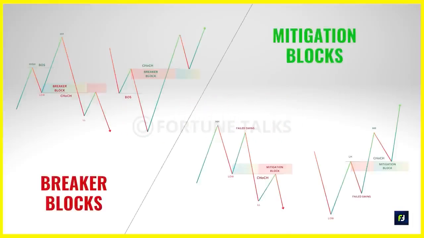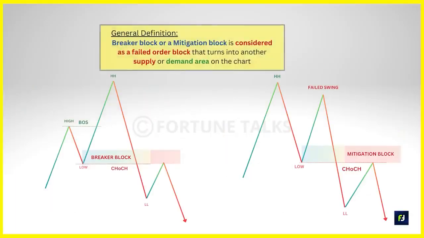Breaker blocks and mitigation blocks are reference areas on charts where you can potentially find a trade opportunity. Breaker block and mitigation block concepts are almost the same, but their formation pattern is different. The general definition of a breaker block and mitigation block are similar. The general definition states that a breaker block or even a mitigation block is a failed order block that turns into another supply or demand area on the chart.